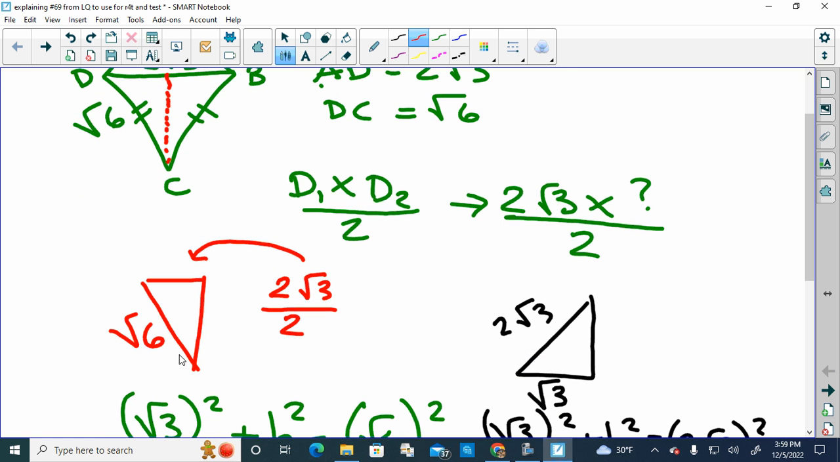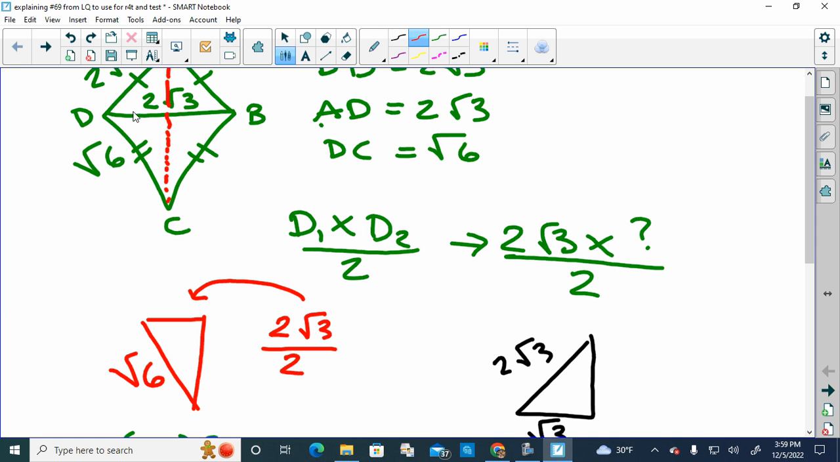Okay, all I have right now is rad 6 because the 2 rad 3 goes across all the way. So I need to find out what just this is right here so that I can use it to solve for the height. So that means I need to divide it in half. So say DB was 8. Then I would know from here to halfway would be 4 because I would divide 8 in half.